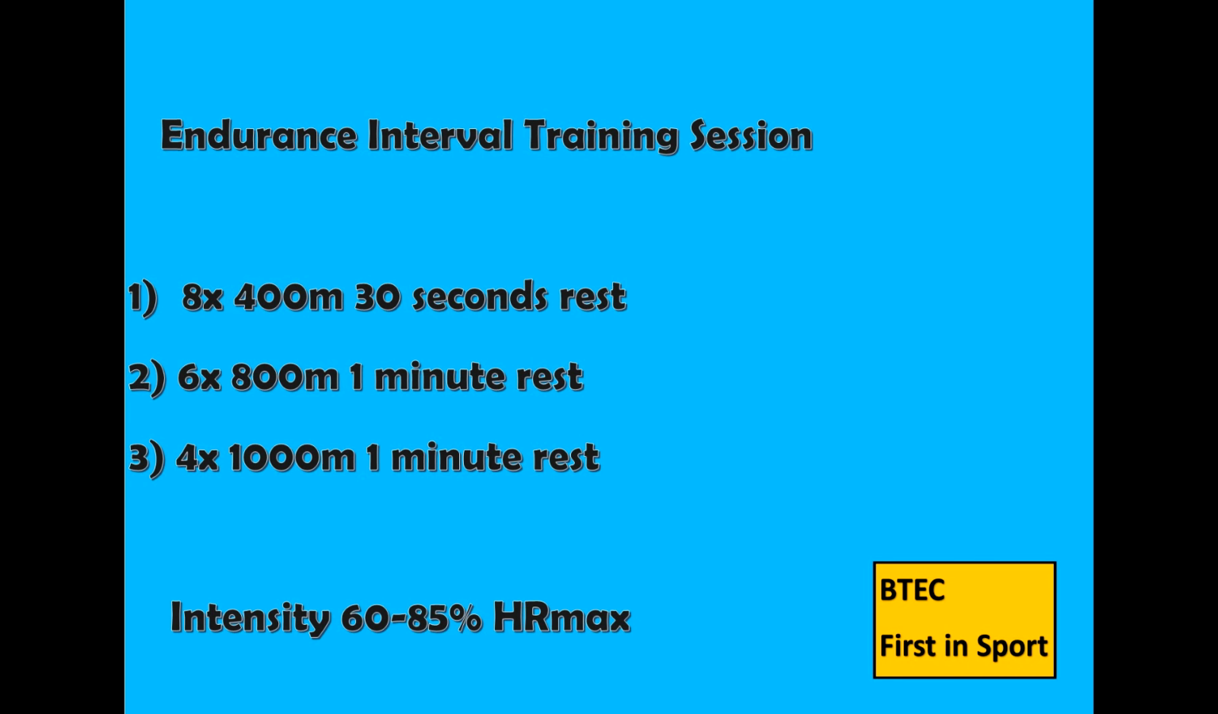These are some examples of how some athletes might use interval training to develop aerobic endurance. These sessions could be performed on an athletics track, on a treadmill, as well as in a park or an outdoor area. The athlete needs to make sure they are working at the correct intensity. So to develop the aerobic system, the athlete needs to work in between 60 to 85% of their heart rate max. So that sums up the different types of training used by athletes to develop aerobic endurance.